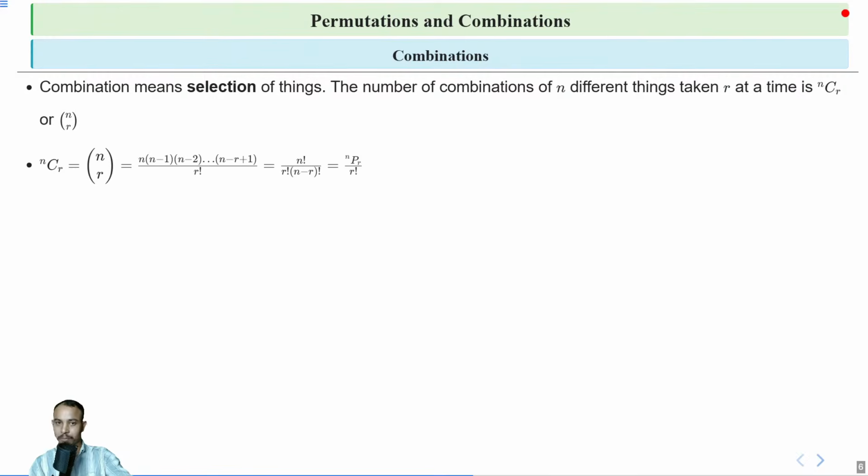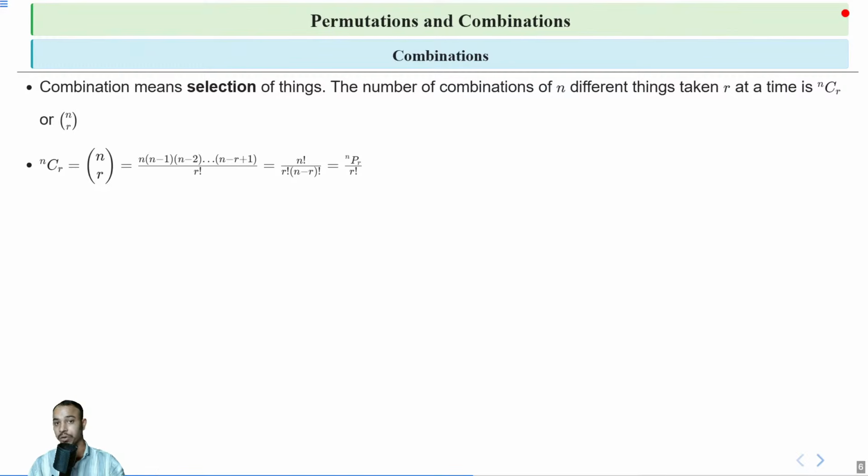Then see the formula of nCr. nCr, or n choose r, equals n times n minus 1 times n minus 2 times dot dot dot n minus r plus 1, divided by factorial r. Here you can multiply and divide by factorial n minus r, and then you will get factorial n. How? Because n times n minus 1 times dot dot dot n minus r plus 1 times factorial n minus r is nothing but factorial n. So this equals factorial n divided by factorial r times factorial n minus r.